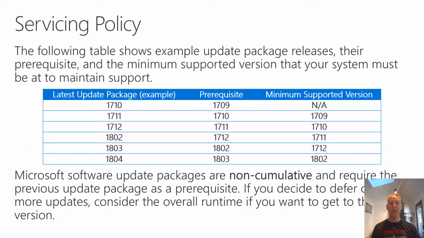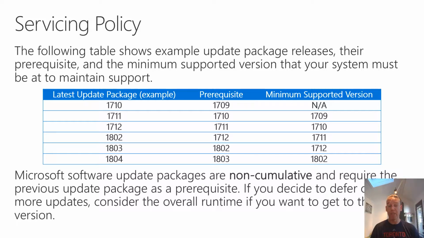So here's a little table that shows, for example, how you might move from version to version for update. If you look in the table, for example, if you start at 1710, you're going to move to 1711, to 1712, to 1802, 1803, 1804. And you'll see that each release is given a number. That's the 2-digit year followed by the 2-digit month that the update is released in. So the version of Azure Stack is released in.